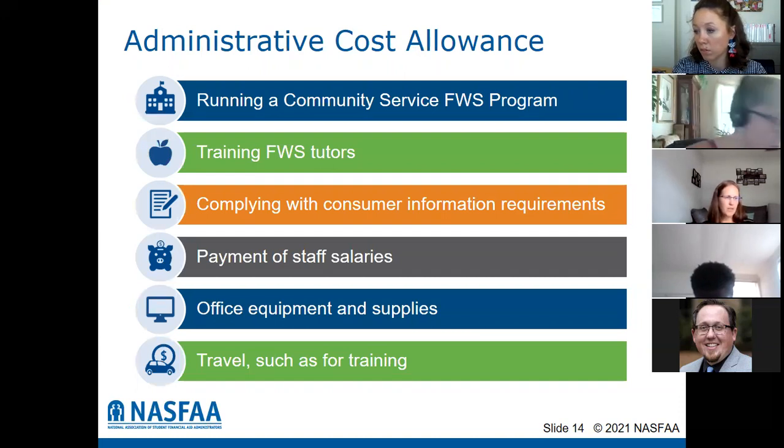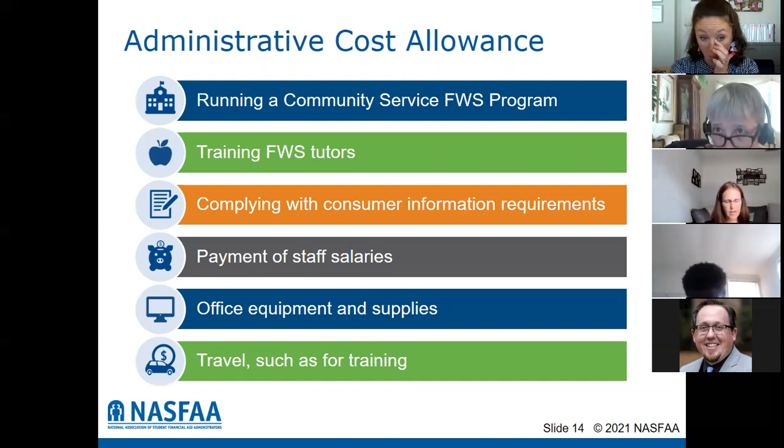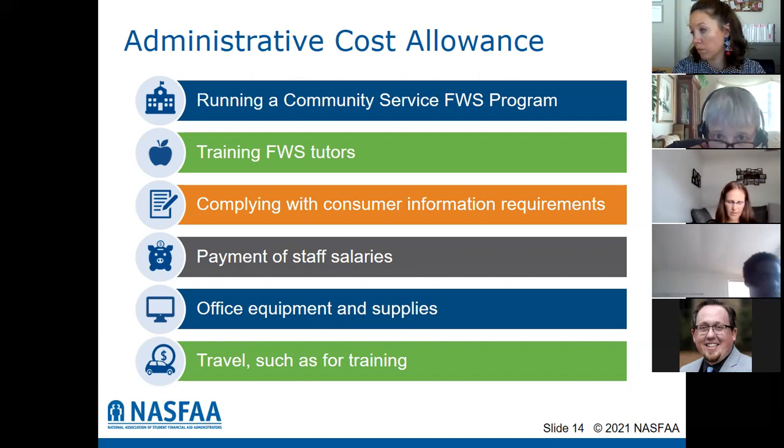Okay, so the next thing we're going to talk about is the administrative cost allowance, also known as the ACA. To help with the cost of administering the campus-based programs, the Department of Ed permits each school to have an administrative cost allowance. An ACA may be claimed by schools that participate in any of the campus-based programs. The ACA allows schools to offset the costs of administering the campus-based programs, as well as the federal Pell Grant program.